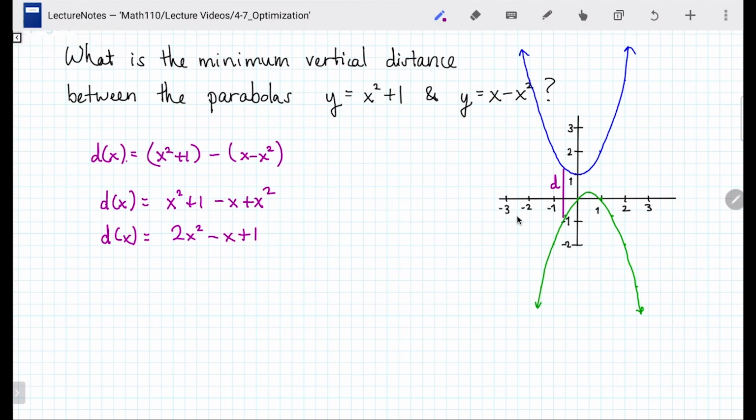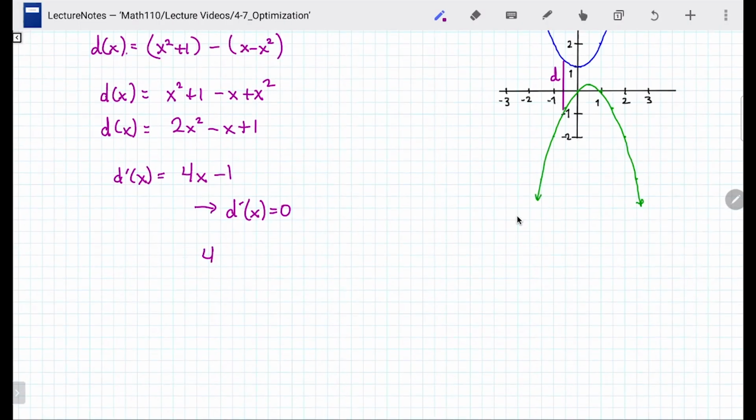All right. In order to find the minimum value, I'm going to take the derivative, and that is going to be 4x minus 1. I want to find where the derivative equals 0. So that is where 4x minus 1 equals 0, and that is where x equals 1/4. That is very close to what we saw in the graph just by dragging that distance around. So that means my minimum distance is here at x equals 1/4.